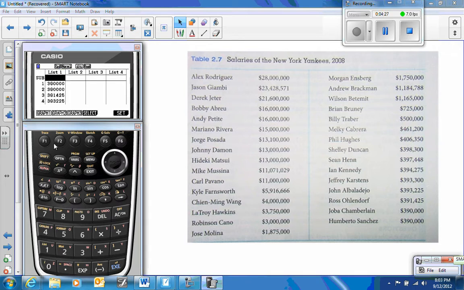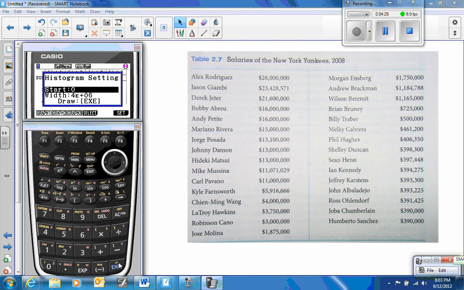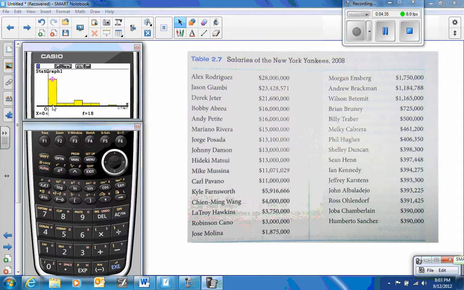Okay, let's hit exit. We're going to go back to our graph. I'm going to hit execute again. One of the other things you can do is hit Shift F1, which is trace. And notice, this will tell you between 0 and 4 million, there were 18 people with a salary less than 4 million. If you hit arrow over, between 4 and 8 million, there were only 2 people.